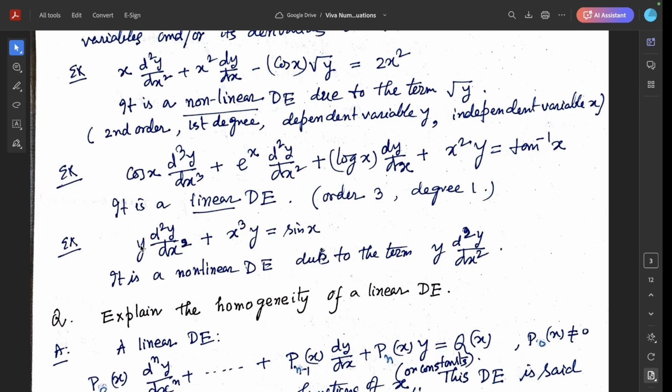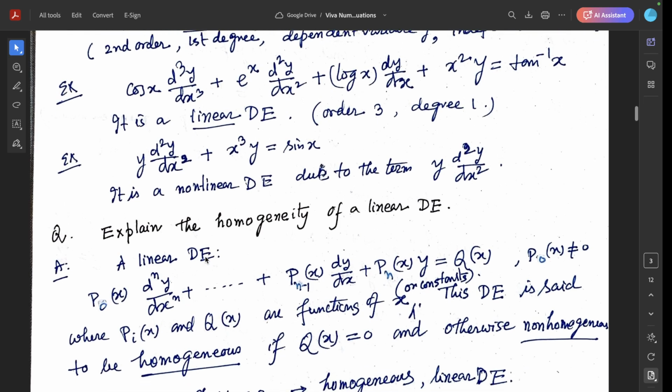In this example, y d2y/dx square plus x cube y equal to sin x. Here the dependent variable is y, and there is the product y d2y/dx square. So this is a nonlinear differential equation due to this term y d2y/dx square.